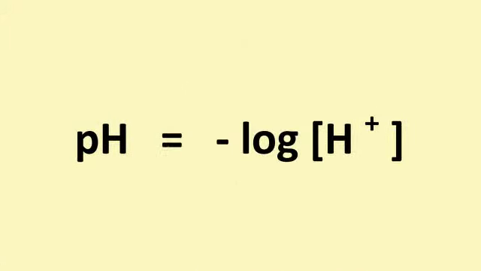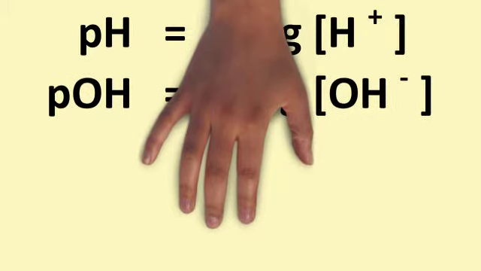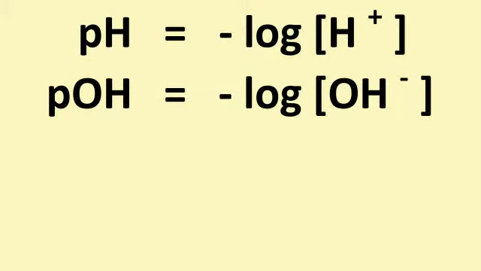Let's talk about what pH is. It's the negative log of the concentration of hydrogen ions. pOH is the negative log of the concentration of hydroxide ions. Not difficult.